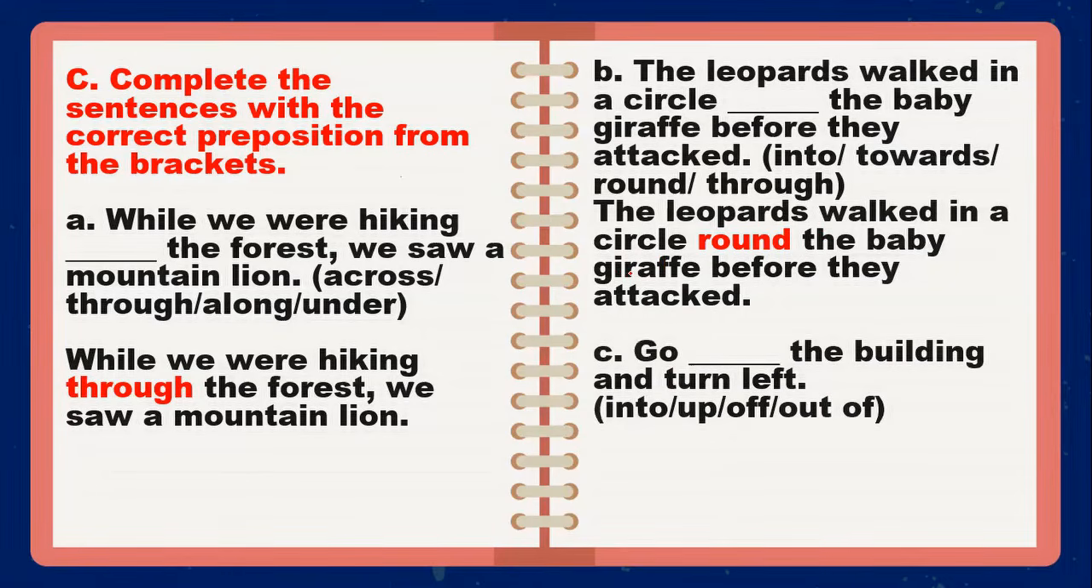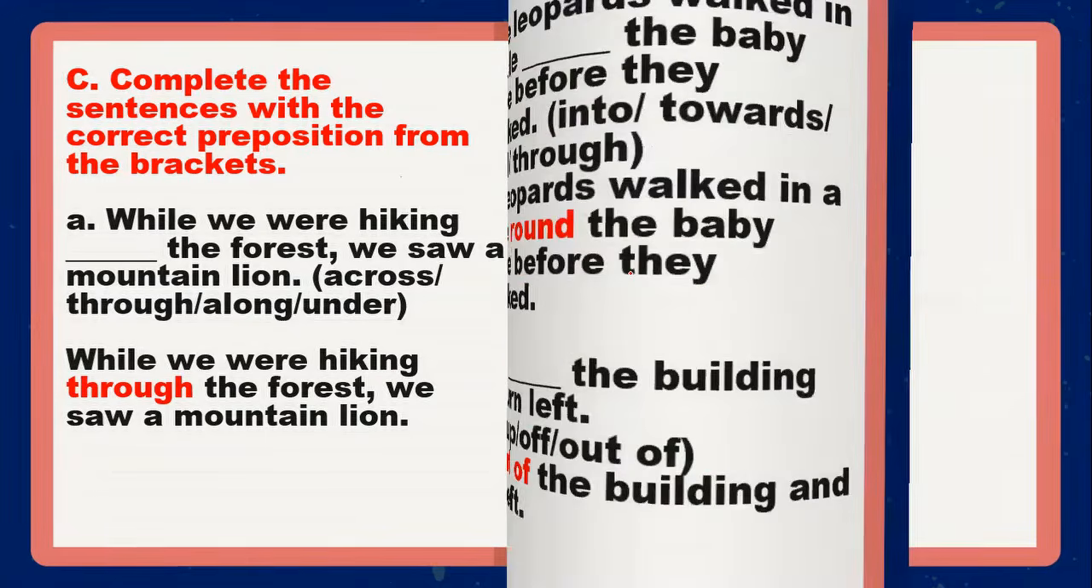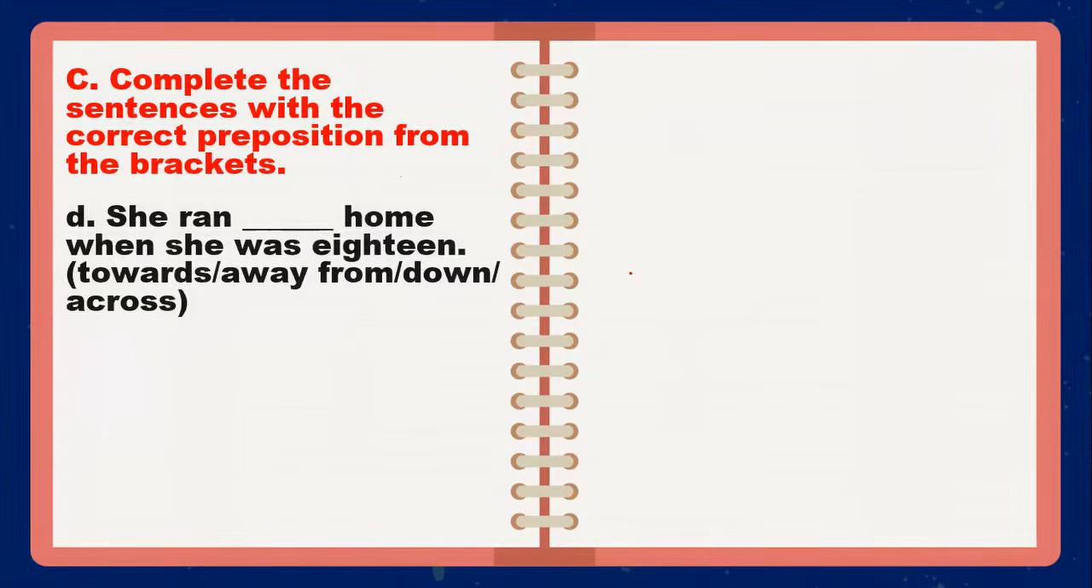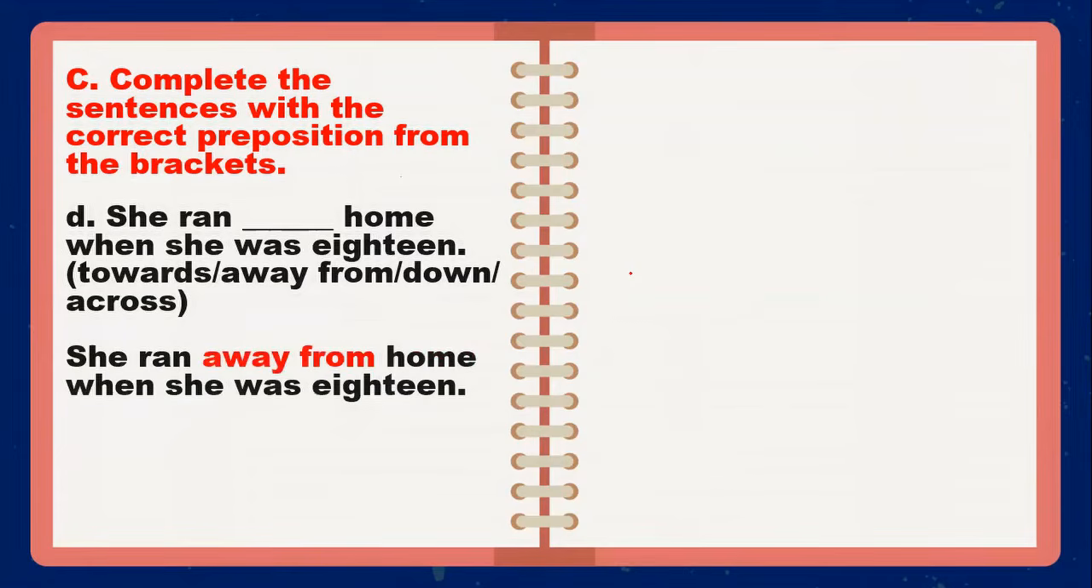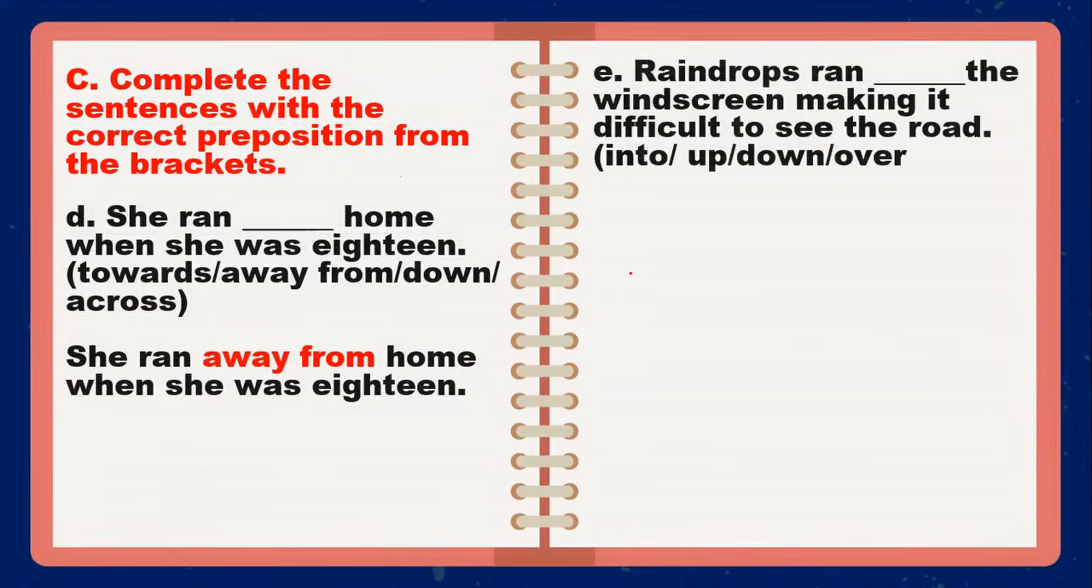Go dash the building and turn left. So go out of the building and turn left. Number D, she ran dash home when she was 18. So towards home, no, obviously when she was 18 it means she ran away, perhaps. Not ran away here means not being at home, so the preposition which makes the most sense in this very example is away from.